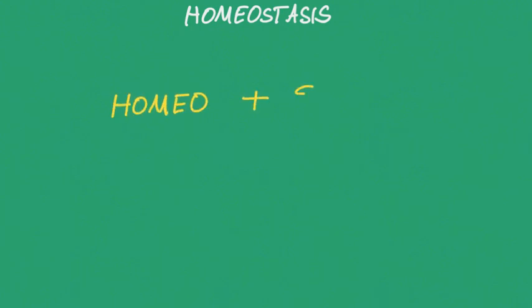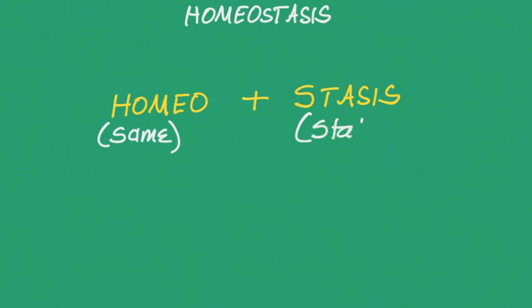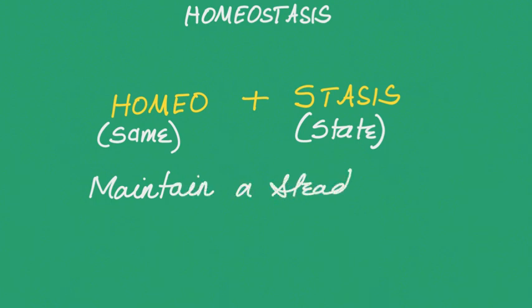Homeostasis is the most important principle in physiology. The word homeostasis is broken down into homeo and stasis. Homeo means same. Stasis means state. The body maintains homeostasis or steady state at all times, even though the outside variables might change.